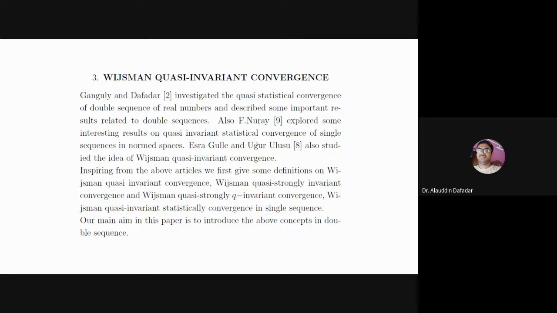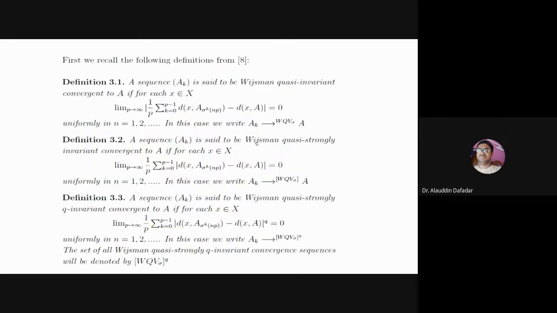In our paper, we investigated quasi-statistical convergence on double sequences, and Nare explored some interesting results on quasi-invariant convergence. With the help of these two papers, our previous paper and the paper of Nare, we use Wijsman quasi-invariant convergence here. First, we recall some definitions on Wijsman quasi-invariant convergence on single sequences.